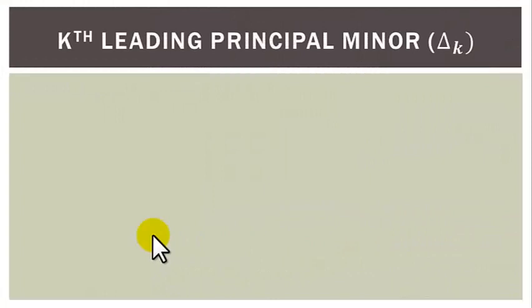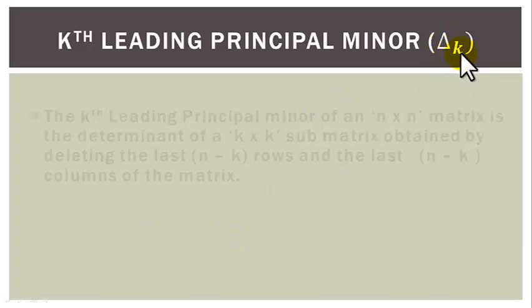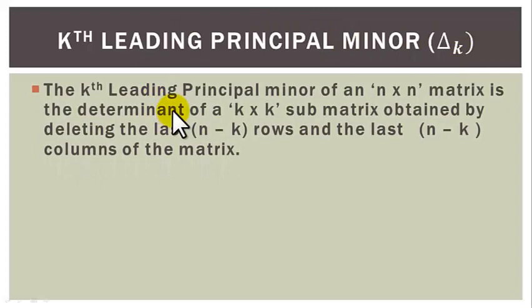Next, we consider another concept called the kth leading principal minor. That's the leading principal minor of the matrix. So we denote this by delta k. We define the kth leading principal minor of an n by n matrix as the determinant of a k by k submatrix obtained by deleting the last n minus k rows and the last n minus k columns of the matrix. Please note the emphasis here is on the last rows and the last columns, not any rows or any column as in the case of principal minor.